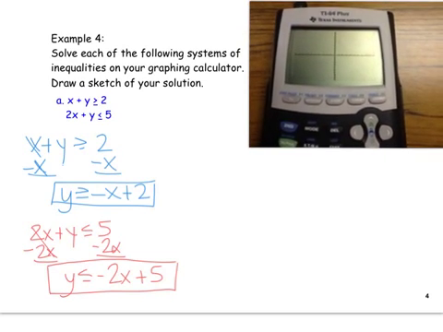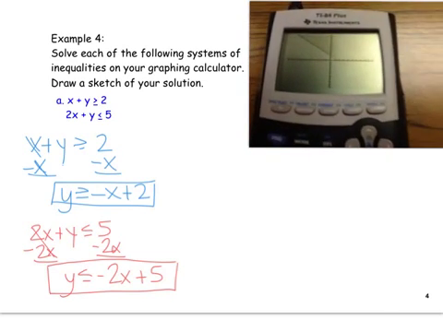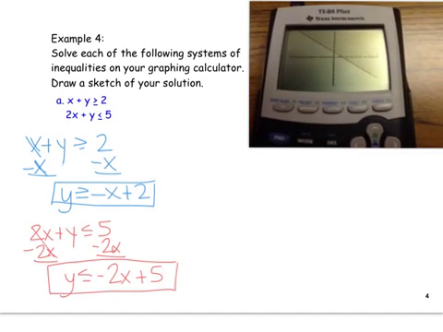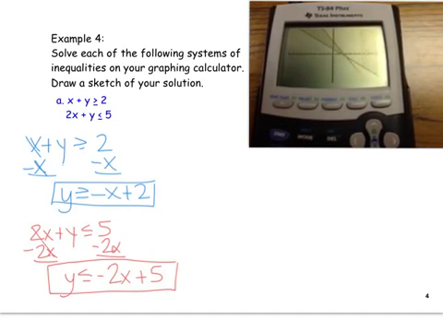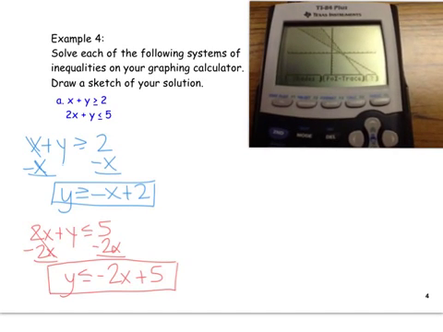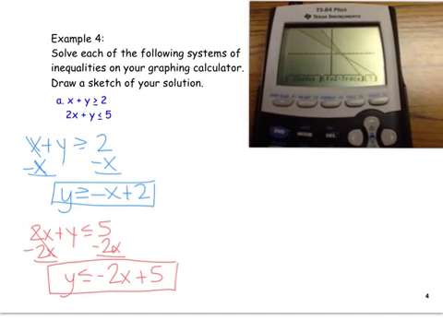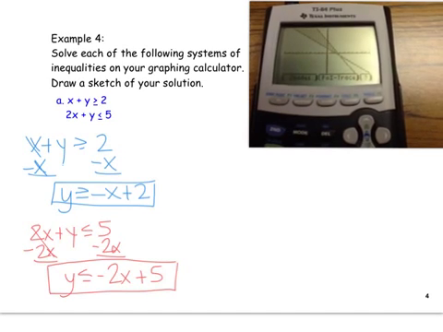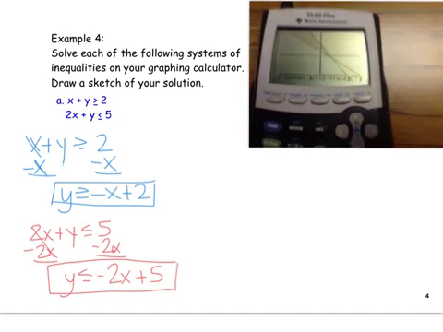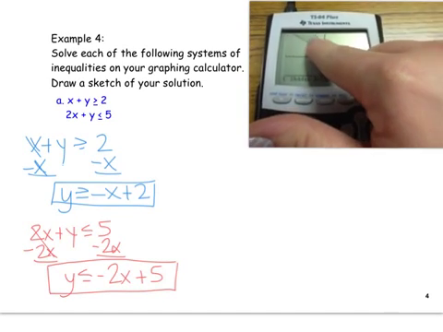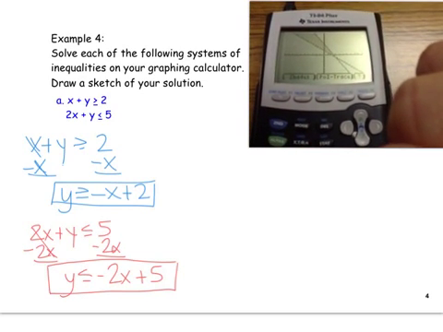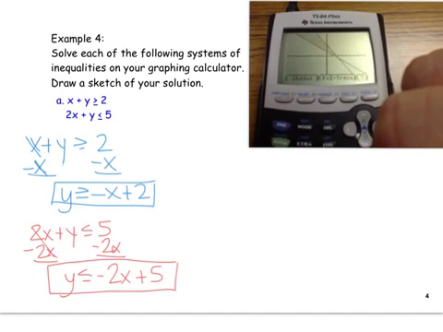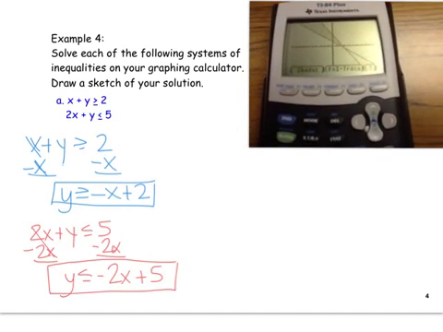So I'm going to choose number 1. And now the calculator takes a moment and it graphs the intersection. And this shows the shaded region that is the solution set to the system of inequalities. All the points that fall in this shaded region are part of my solution set. Pause the video and sketch this on your paper, please.